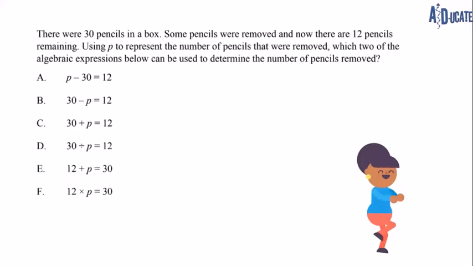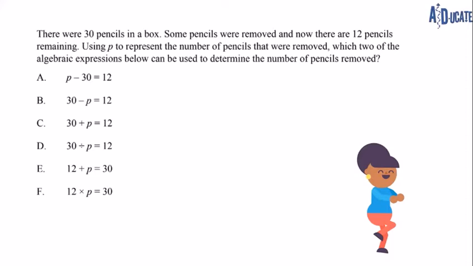There were 30 pencils in a box. Some pencils were removed, and now there are 12 pencils remaining. We're going to use P to represent the number of pencils that were removed. Which two of the algebraic expressions below can be used to determine the number of pencils removed? Remember, we started out with 30, removed some, which we will call P, and 12 pencils are left.